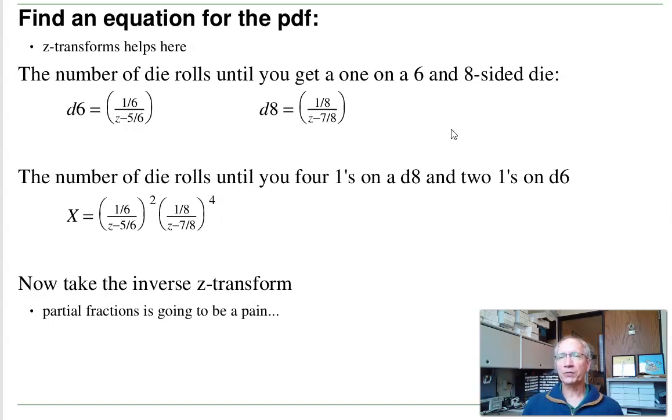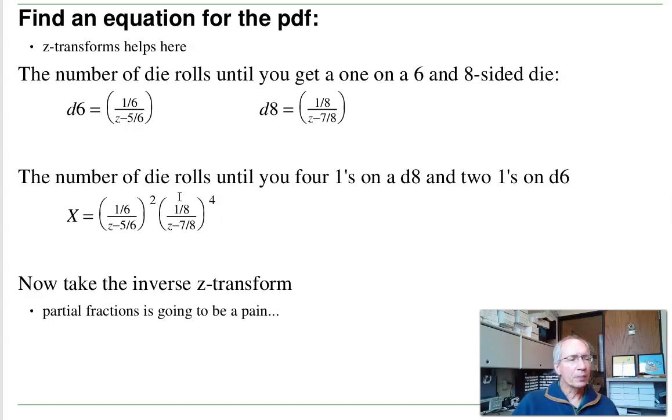Well, this is where z-transforms are kind of nice. The z-transform for a 6-sided die is 1/6 over z minus 5/6. The z-transform for the 8-sided die is this. So 2 6-sided dice, 4 8-sided dice, that's the z-transform for x. Now take the inverse z-transform. This is not going to be fun.